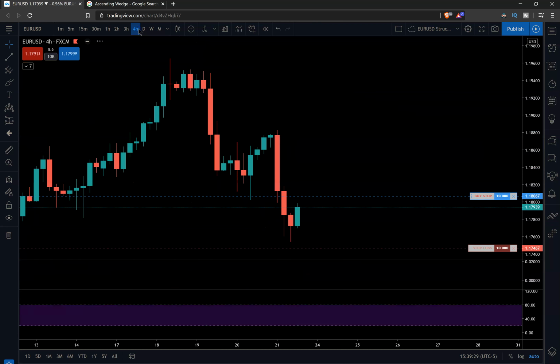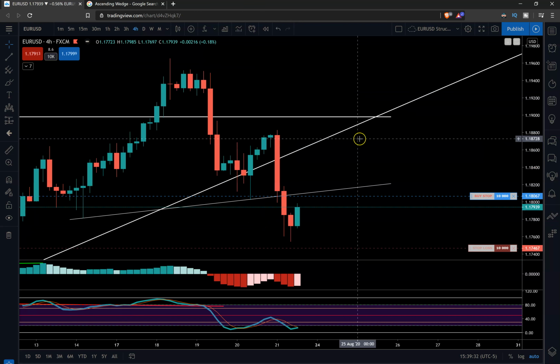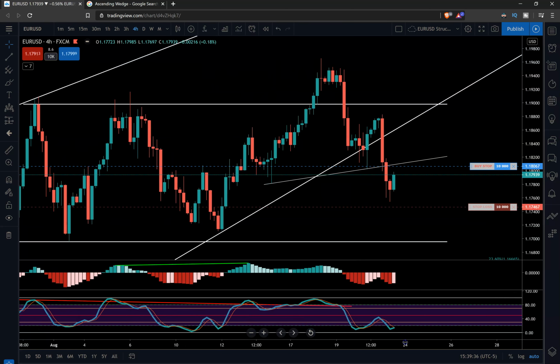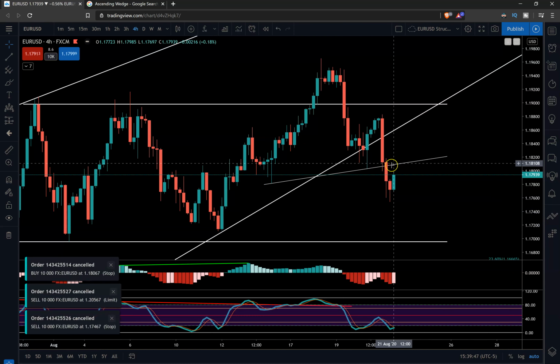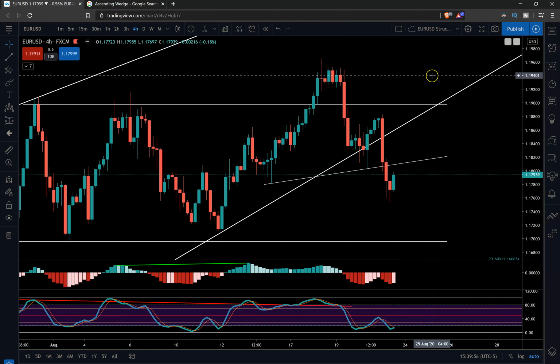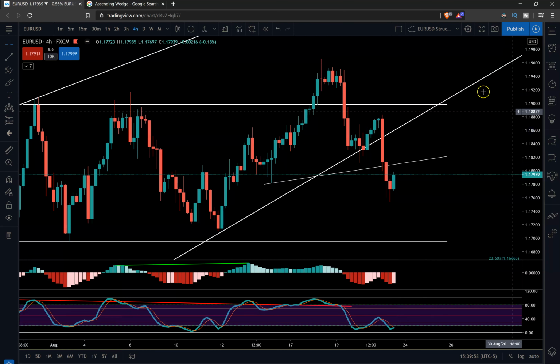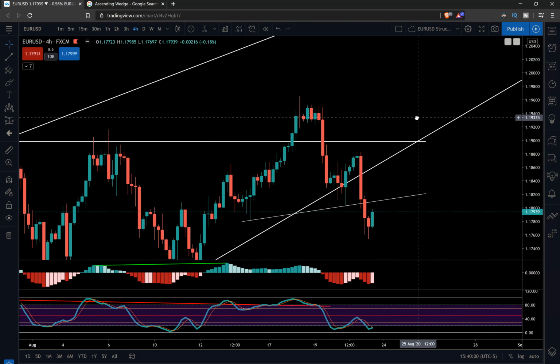Yeah, I may have put that trade in prematurely. You know what? I'm going to take this trade off because I want to see what it does at this neckline. I want to see if it's rejected there.